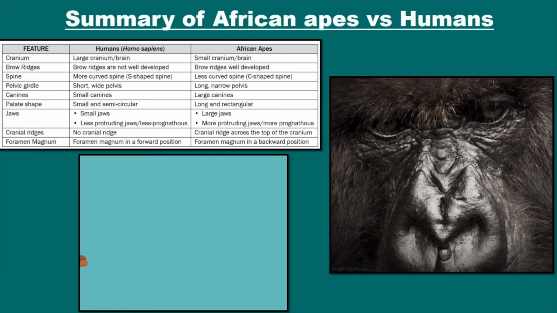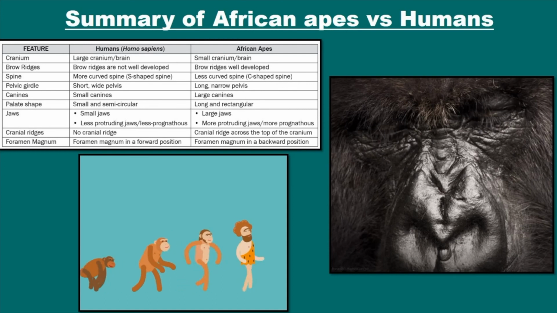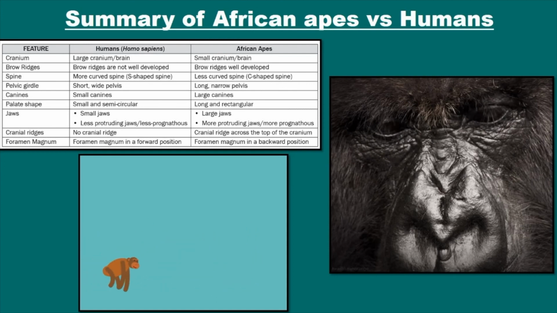Then canines: humans do have canines, but very small, where African apes have very large and long canines. The palate in humans is small and semicircular, C-shaped, and the African apes have a very long rectangular jaw shape, or palate shape, sorry. Then the jaw is much smaller in humans and less protruding, where in African apes it is very large and very protruding.